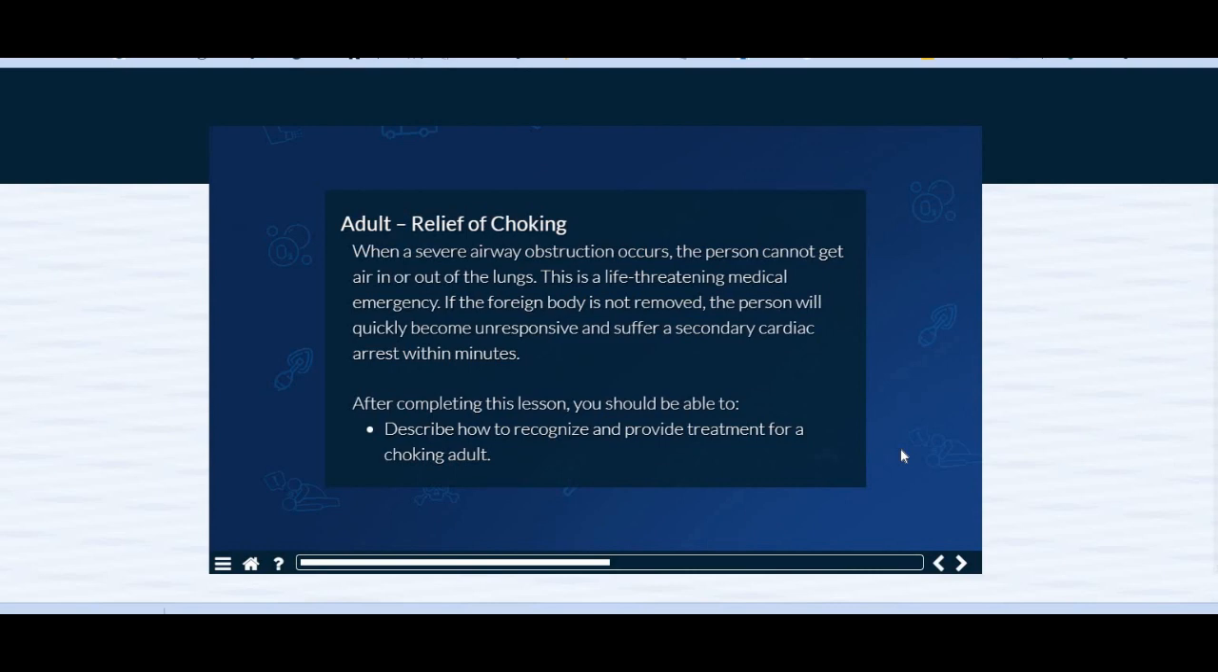When a severe airway obstruction occurs, the person cannot get air in or out of the lungs. This is a life-threatening medical emergency. If the foreign body is not removed, the person will quickly become unresponsive and suffer a secondary cardiac arrest within minutes. After completing this lesson, you should be able to describe how to recognize and provide treatment for a choking adult.